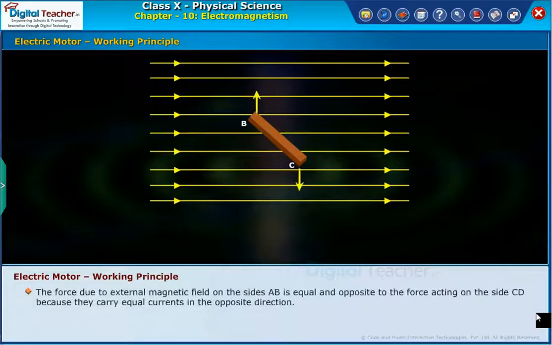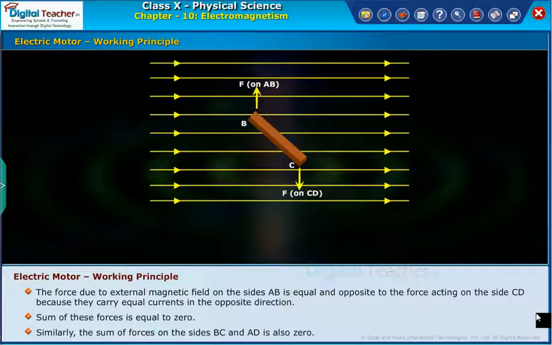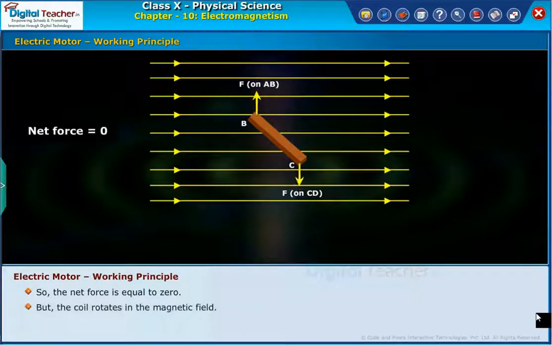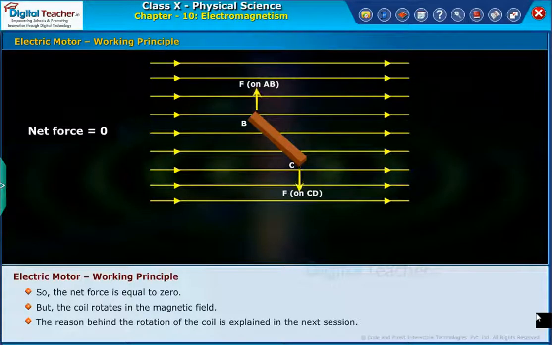The force due to external magnetic field on the side AB is equal and opposite to the force acting on the side CD because they carry equal currents in the opposite direction. Sum of these forces is equal to 0. Similarly, the sum of forces on the sides BC and AD is also 0. So, the net force is equal to 0. But the coil rotates in the magnetic field. The reason behind the rotation of the coil is explained in the next session.